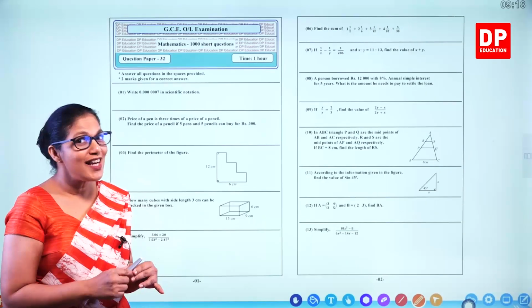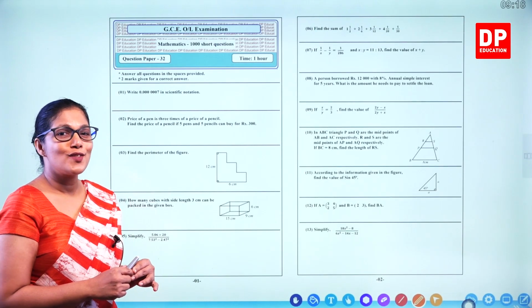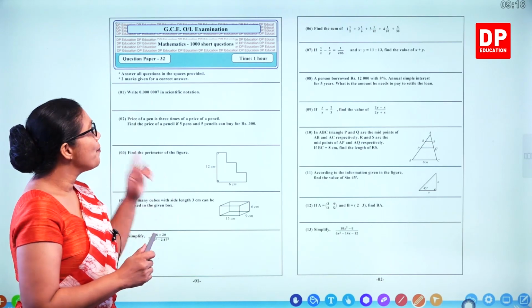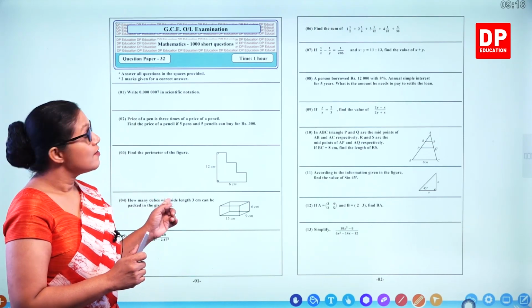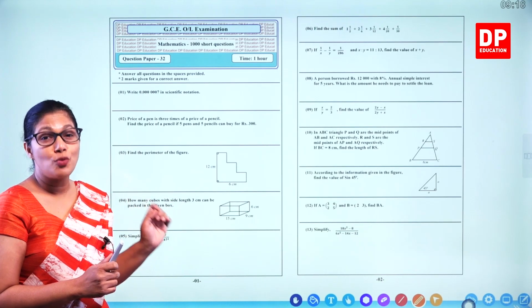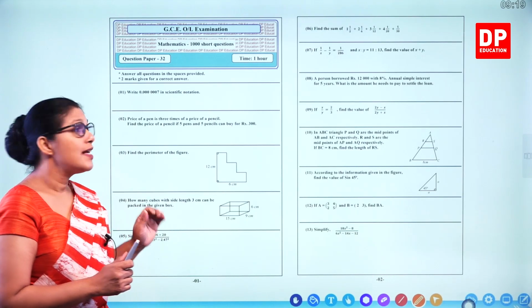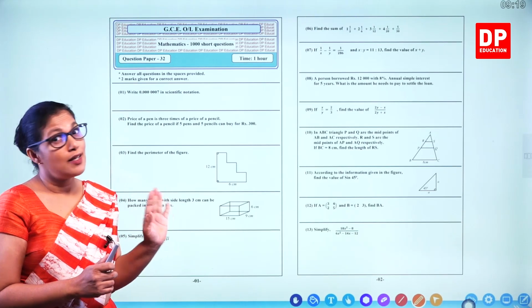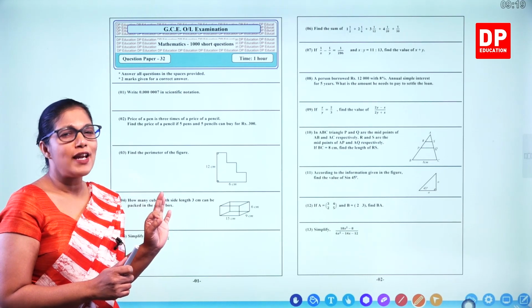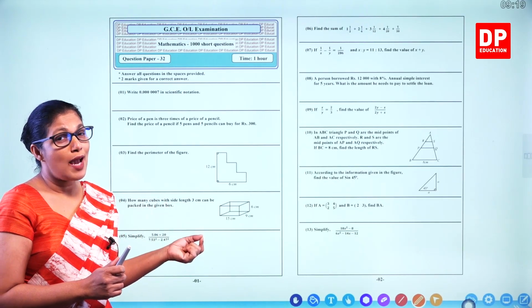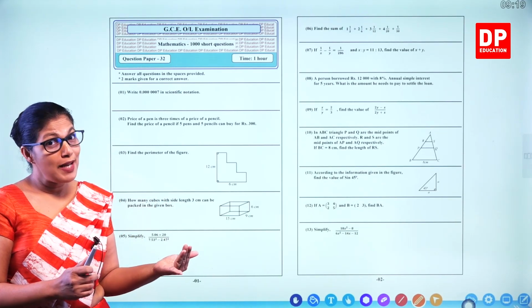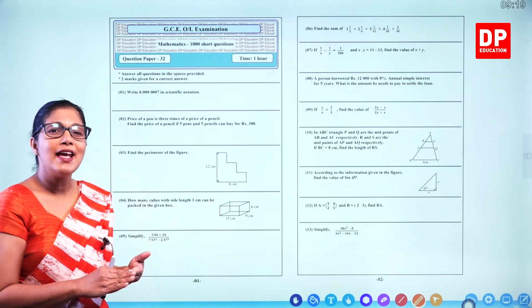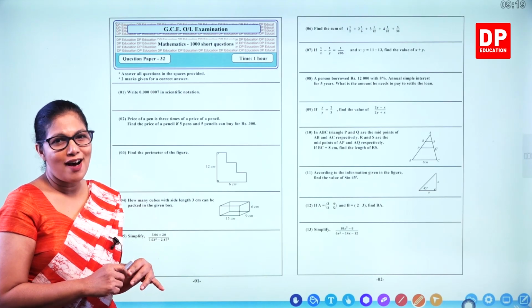So we covered 31 papers. So we have few more to go. So this is also a 1 hour paper, 25 questions. That means you get 2 minutes for each question. Then 2 times 25, 50 minutes. So 10 minutes you can spend for checking your answers.